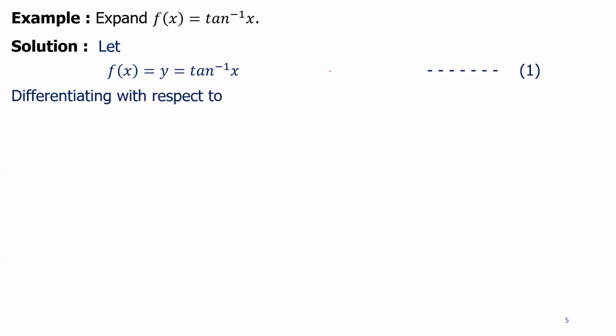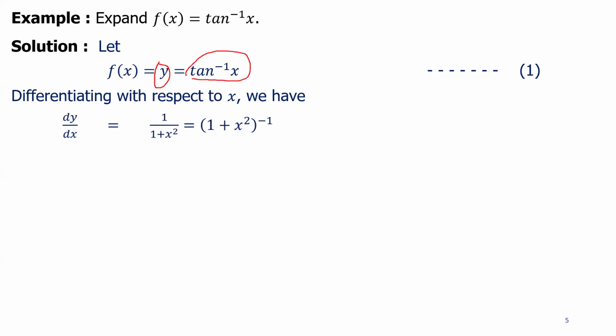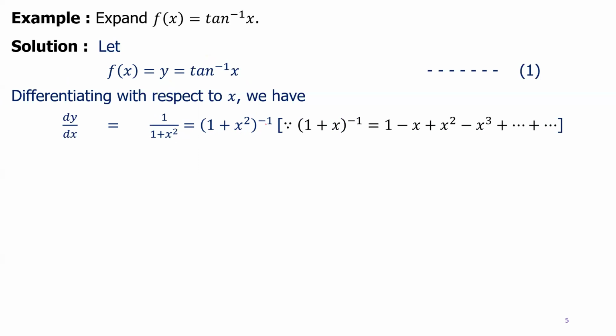Now, if we differentiate with respect to x, what is the derivative of y? It is y1, and the derivative of tan inverse of x is nothing but 1 upon 1 plus x square. If we take 1 plus x square into the numerator, what is its power? It will be 1 plus x square whole to the power minus 1.